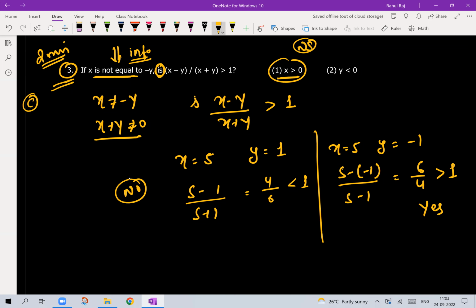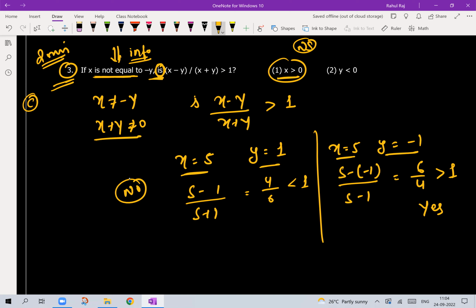This is what you are expected to do. You should not directly say that no idea about y, not sufficient, no idea about x, not sufficient. Not initially. Later you can do this. But right now, if you are trying to solve any type of question, you should have a very clear yes and no situation on your paper with your pen and paper. Is that understood why option number 1 is not sufficient? I have created a yes and no situation in front of you.